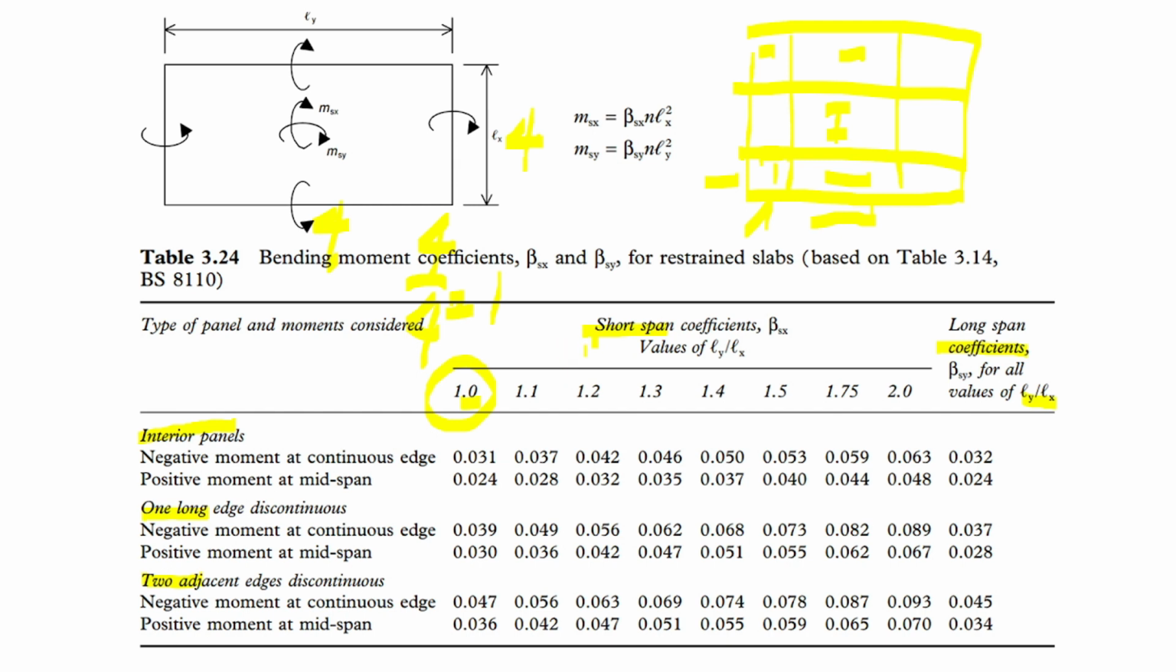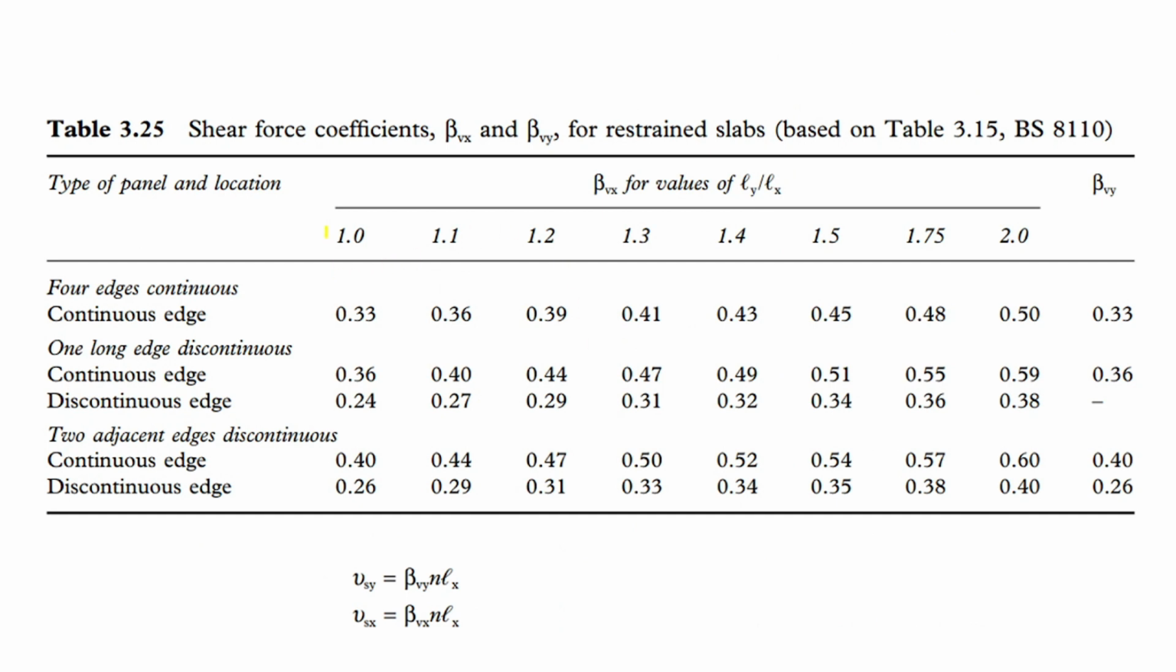Okay, let's move on to the next slide. Again, you still have this ratio, and similarly for the type of panel, you have four edges continuous, meaning it's an interior panel, one long edge discontinuous, and two adjacent edges discontinuous. You have values for X and then Y. These are the coefficients that you're going to get. This is just at the continuous edge, because shear is only located at the support. There's no shear at midspan.